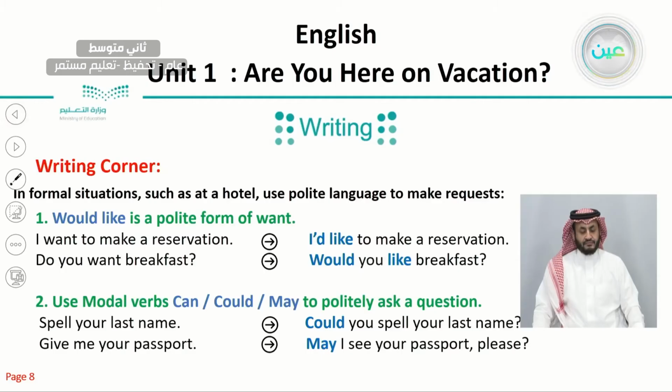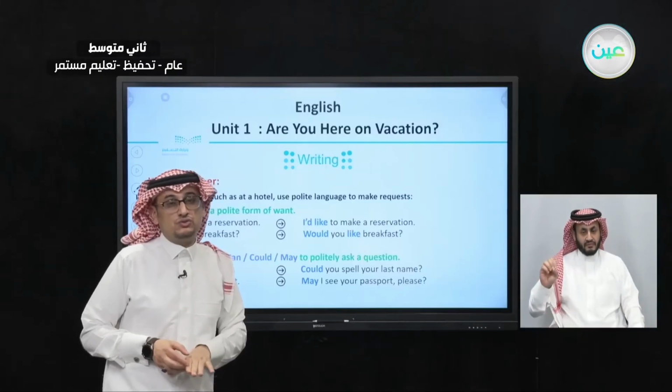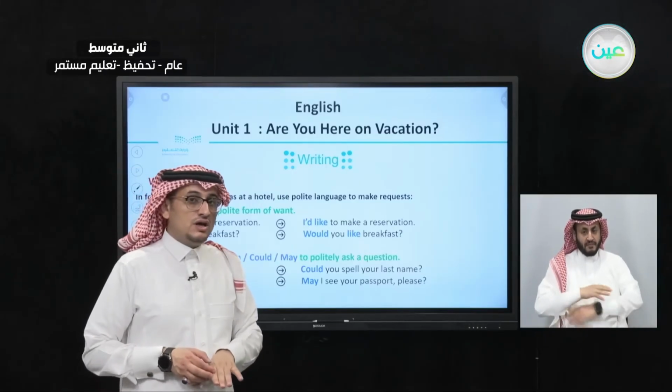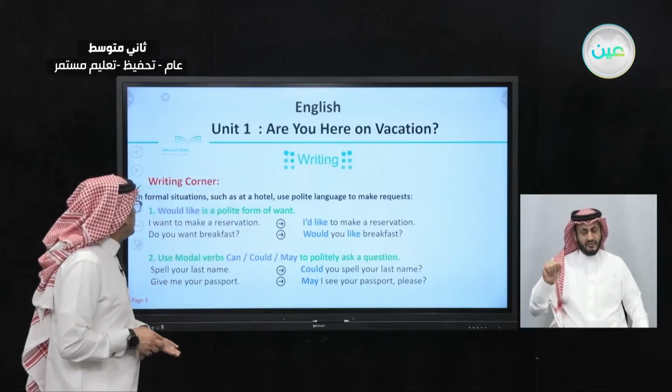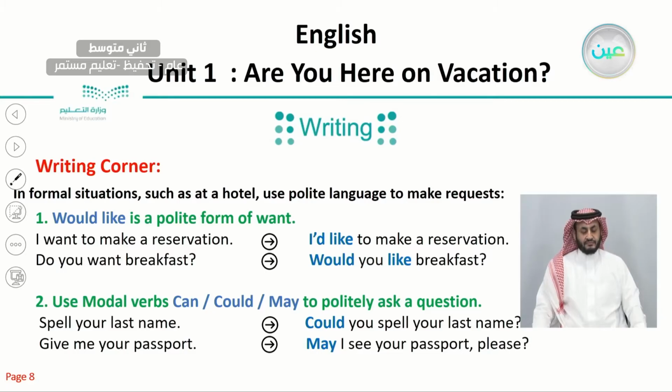Now let's move to the writing corner. In your book's page 8, you have informal situations such as at a hotel. Use polite language to make requests. Number 1 here: "would like" is a polite form of "want". So it's better to use "would like" instead of "want" when you are at a hotel. That will help you to be more polite. Instead of "I want to make a reservation", use "I'd like to make a reservation". "Would like" is better than "want".